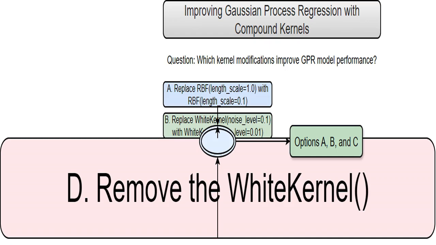The white kernel represents the noise in the data. Removing it assumes there is no noise, which is usually unrealistic. I'm considering completely ignoring any noise in the data. This is almost always a bad idea, because real-world data is rarely perfectly smooth. Ignoring the noise will likely lead to overfitting. The model will fit the noise too closely, making it perform poorly with new data.